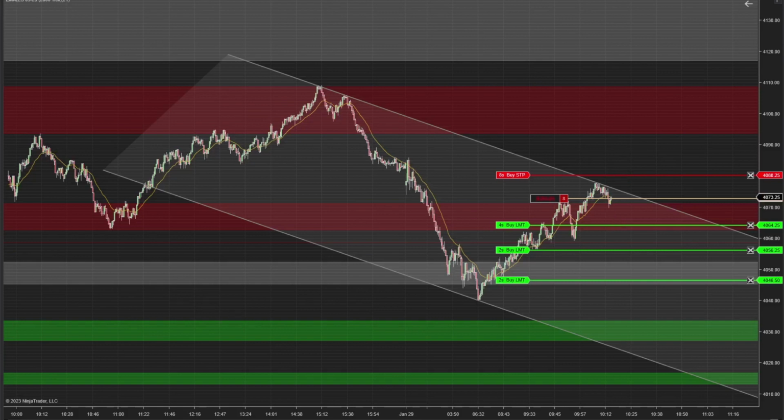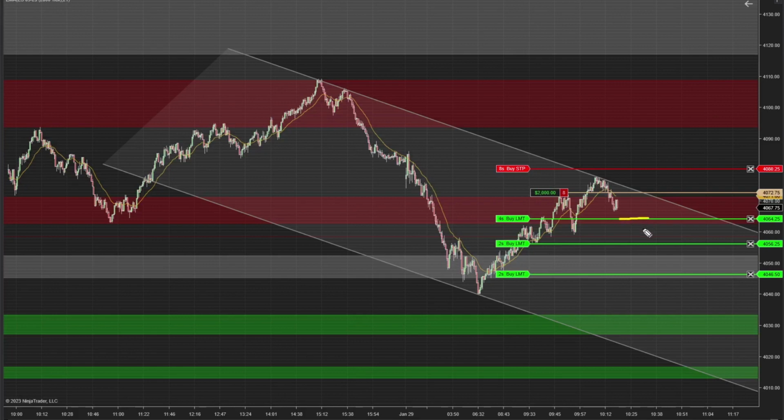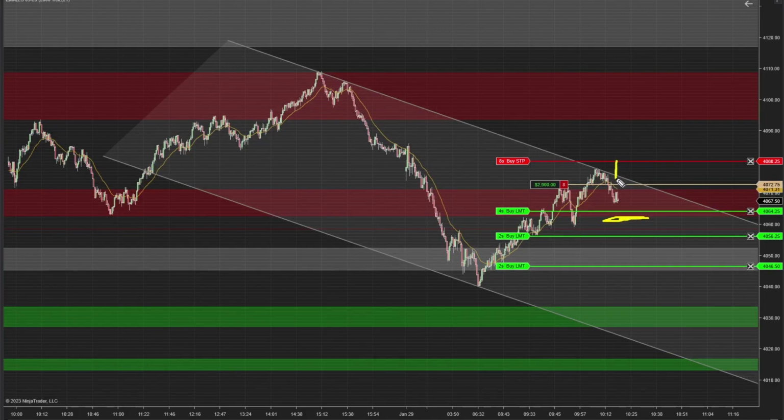Let's go. Come on, Bears. First target is right here. So this is our goal. Our goal is to make this target right here. Once we make this target, we're good. We'll go ahead and put our stop down to the point of entry, which is right there, right over here, guys.